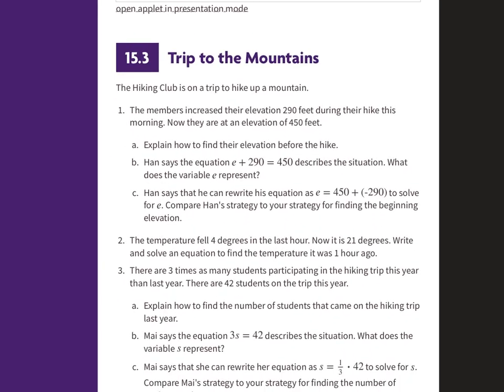Moving on. A hiking club is on a trip to hike up a mountain. The members increased their elevation 290 feet during their hike this morning. Now they are at an elevation of 450. Explain how to find their elevation before the hike. Well, they're at 450, and we know they increased, they went up. So to find out where they were before, you're going to subtract 290 from 450. So Hans says the equation E plus 290 equals 450 describes this situation. What does E represent? Well, we increased 290 and now they're at 450.